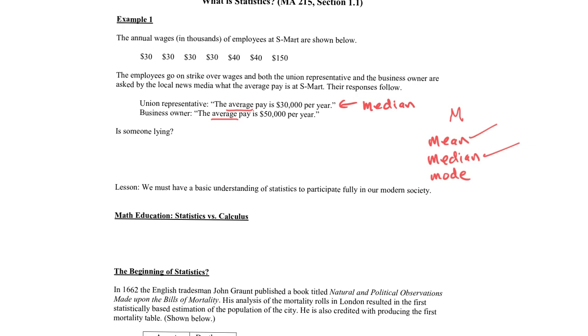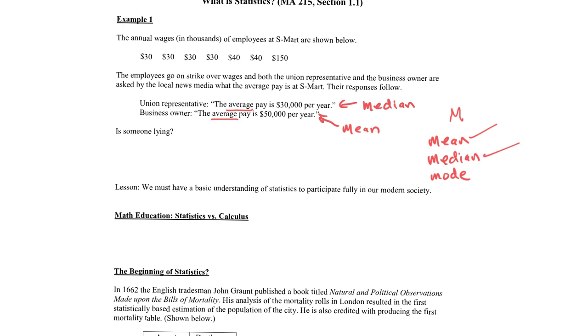So the mean. Many of you will remember that when you find the mean, you add up all the numbers and divide by how many there are. If you add up all of these numbers and divide by 7, you end up getting this number 50, which represents 50,000. So that number is the mean.